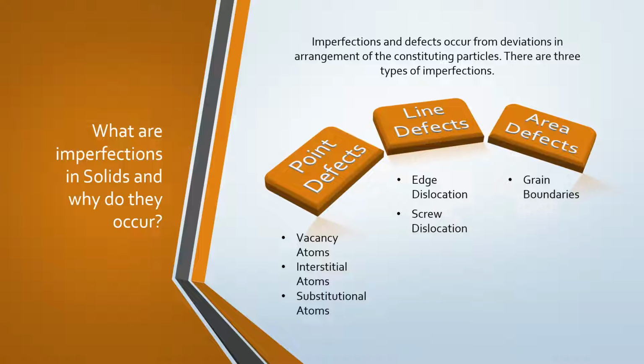Line defects are lines along rows of atoms where atoms are arranged anomalously, causing certain deformations and dislocations. Among them, there are two types, edge dislocation and screw dislocation. And lastly, we have area defects, in which there are large discontinuities in lattice, usually encompassing a large area. And among it, we only have one type, being grain boundaries.